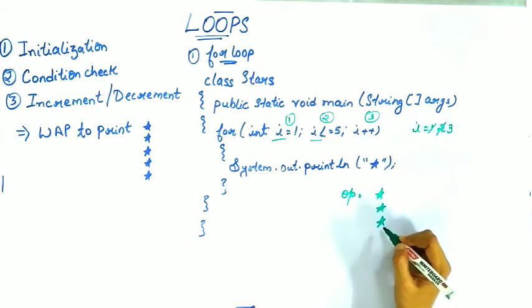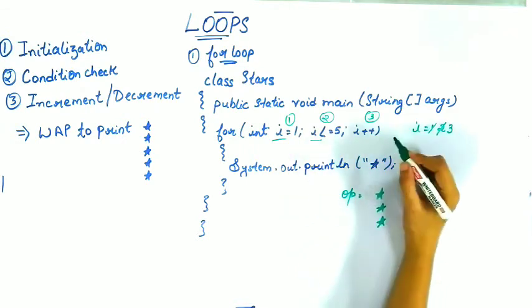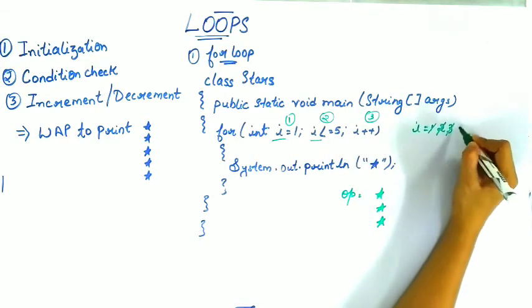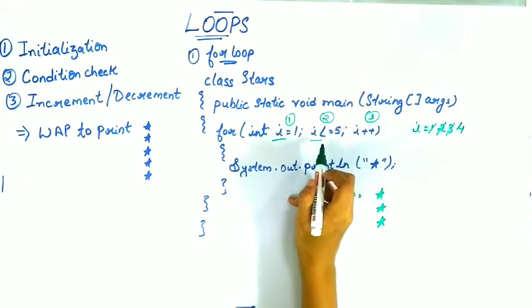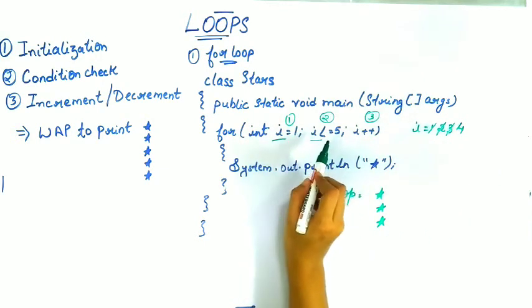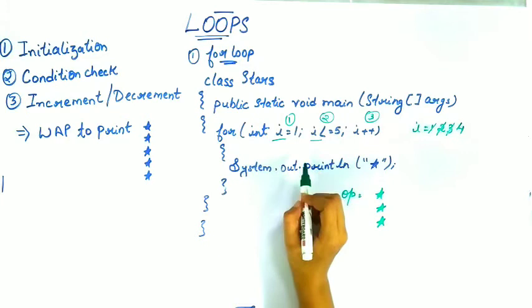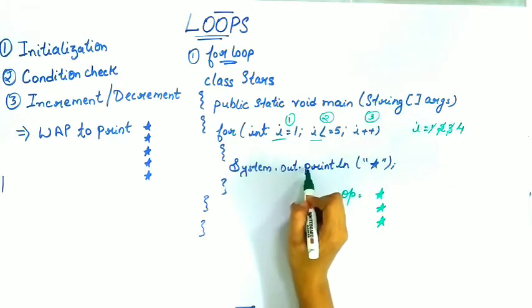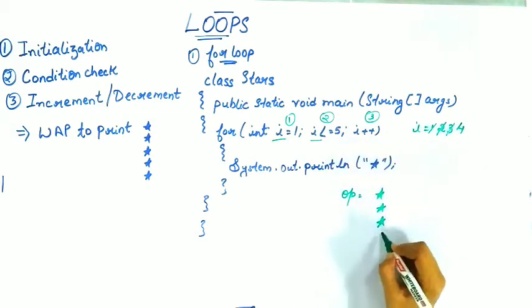After printing the third star, the compiler will go back for incrementing the iterable and i will become 4. Now the compiler will check, is this condition true? Yes, 4 is less than 5. Therefore, the compiler will again come inside the body of the loop and print this fourth star.